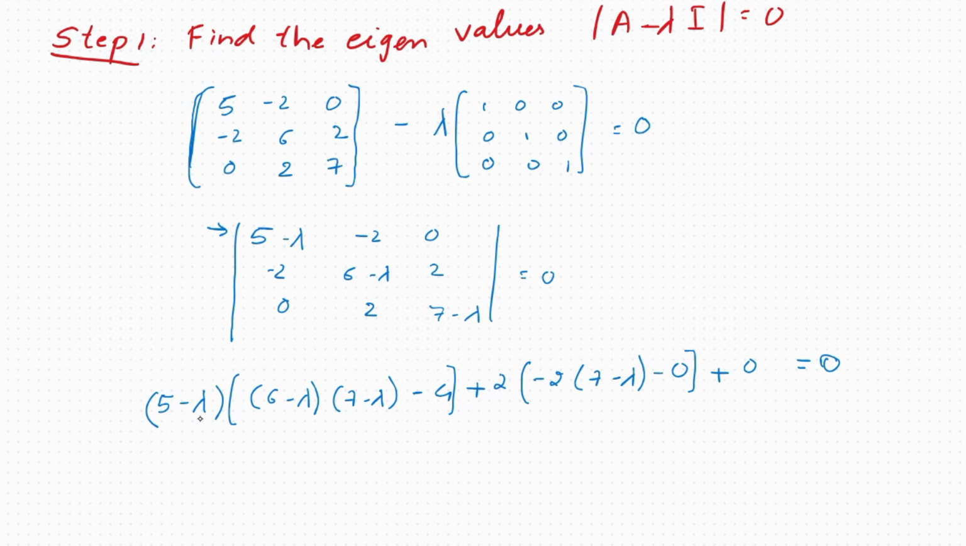After solving this, we get the equation as lambda cube minus 18 lambda square plus 99 lambda minus 162 is equal to 0. This is our lambda equation. After solving this equation in the calculator, we get the lambda values as lambda equal to 3, 6, 9.